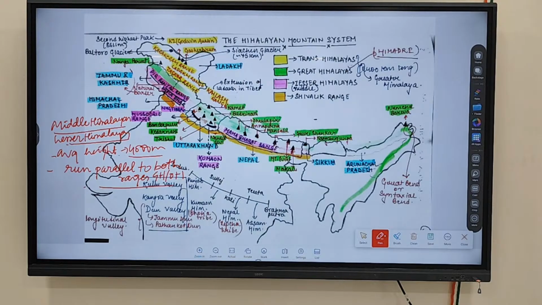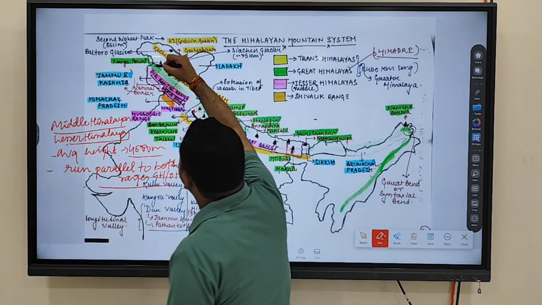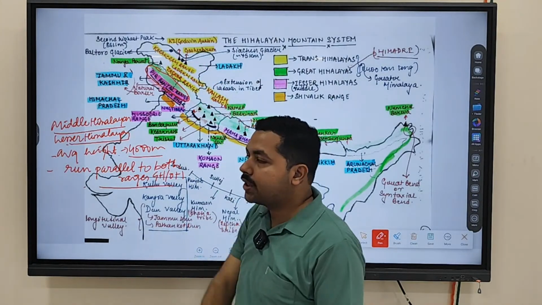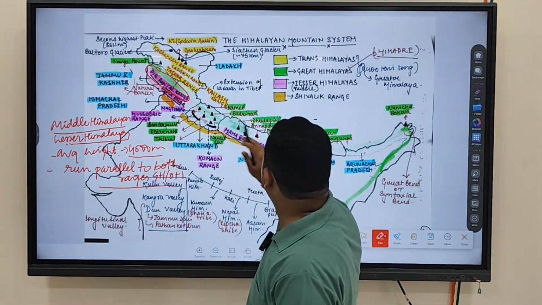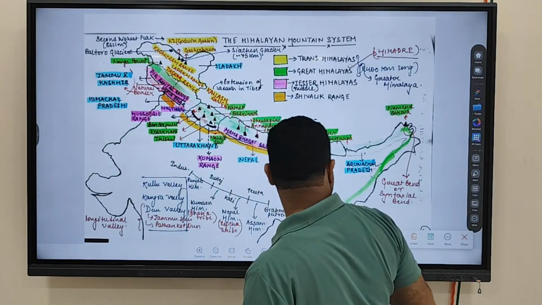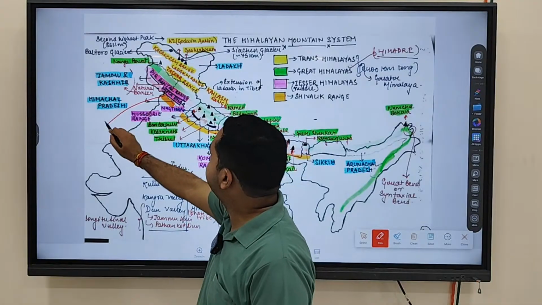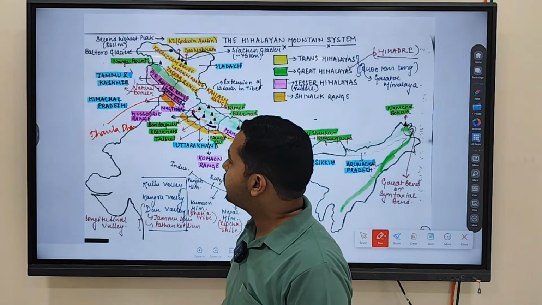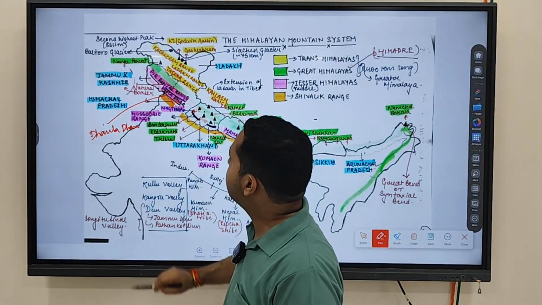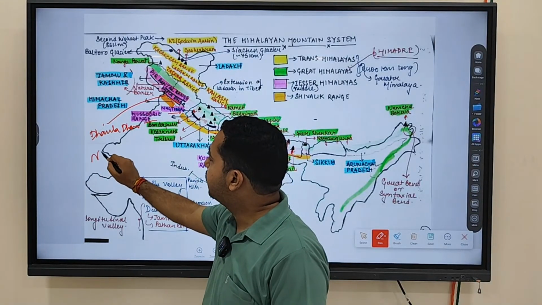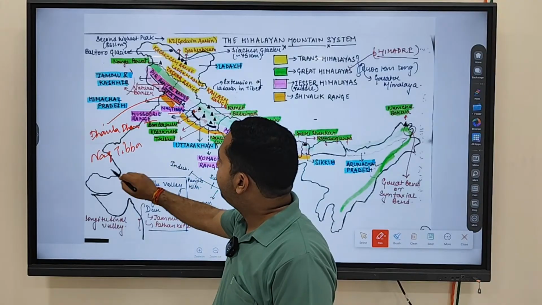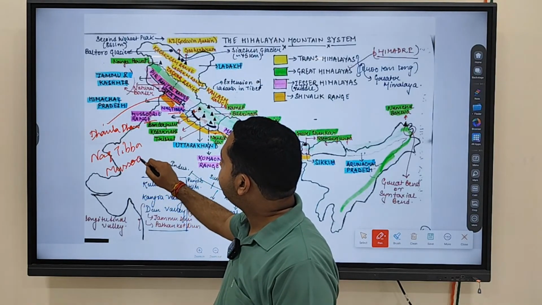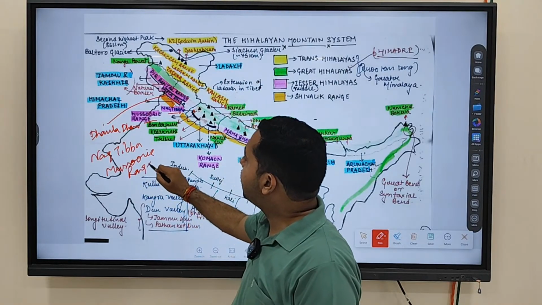Now there are different types of ranges that you are finding in the Middle Himalayas. What are the ranges of the Middle Himalayas? The first, you write down, Pir Panjal range. The second range is which range? Dhauladhar range. So Pir Panjal range followed by Dhauladhar range. Then you have Nag Tibba and Mussoorie range.